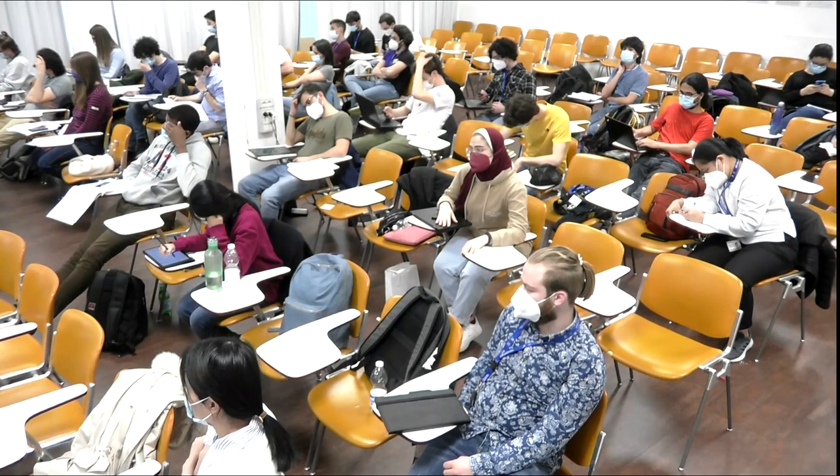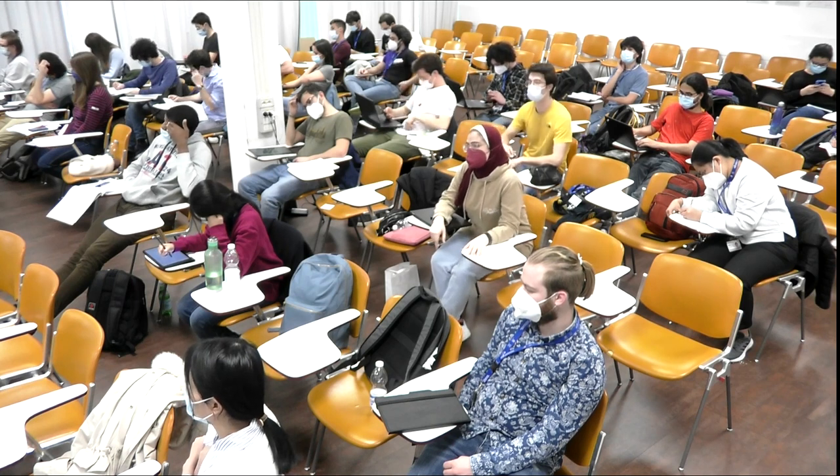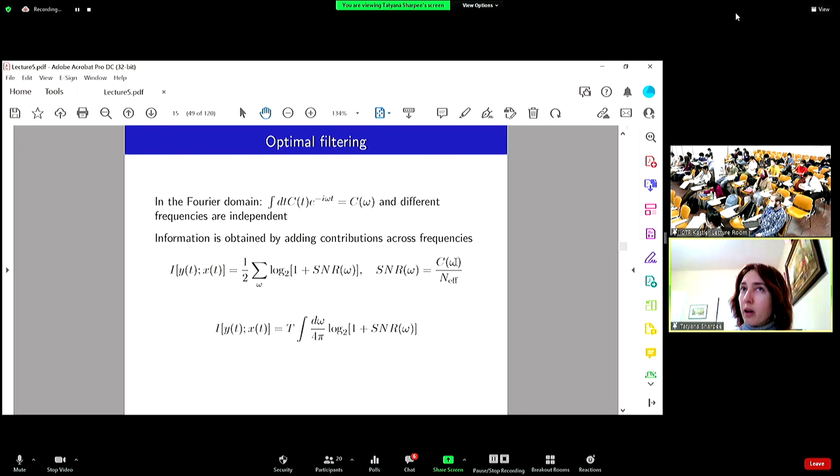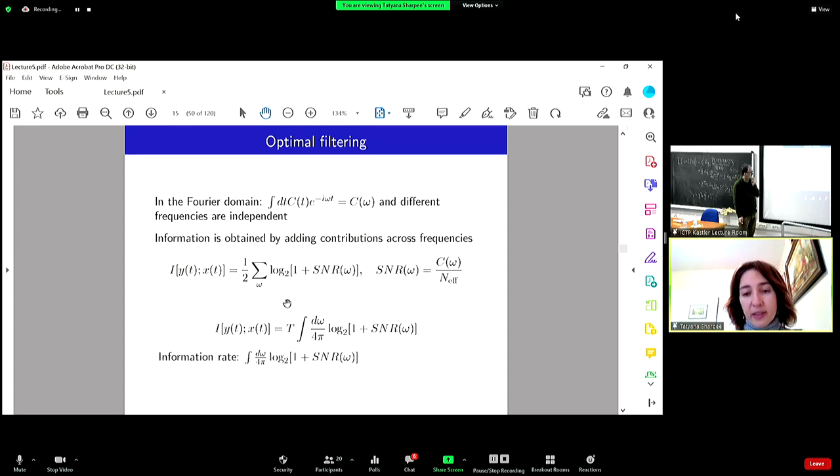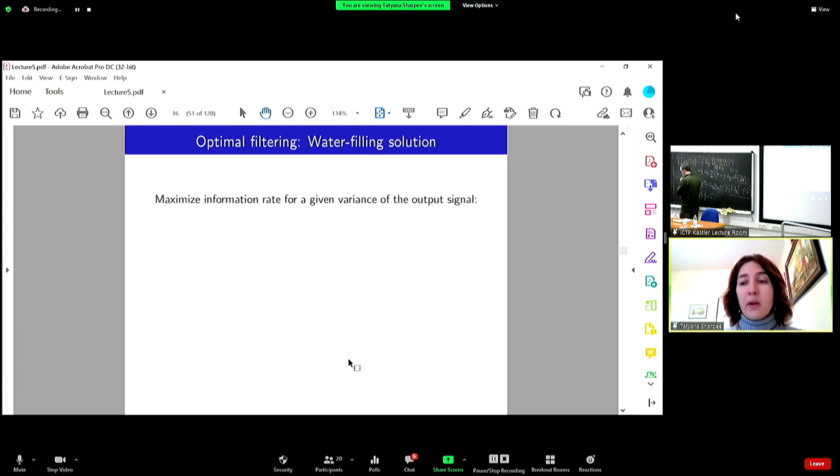Okay, so that's our expression, the signal-to-noise ratio. One could define it as the power spectrum of the signal over the power spectrum of the effective noise. And this sum over frequency, you can also write as the integral over frequencies times time. And so people define the information rate, which is just this integral across frequencies. And our goal will be to maximize this integral.